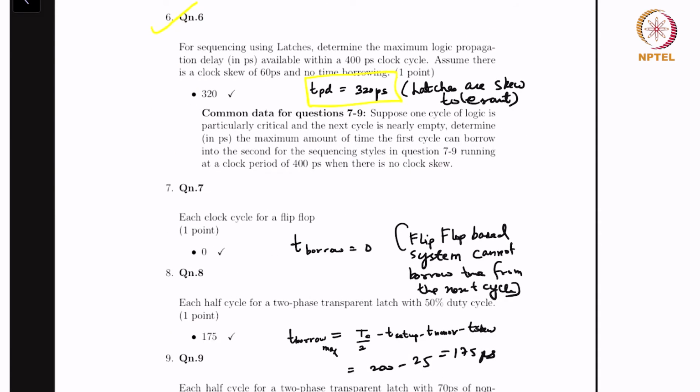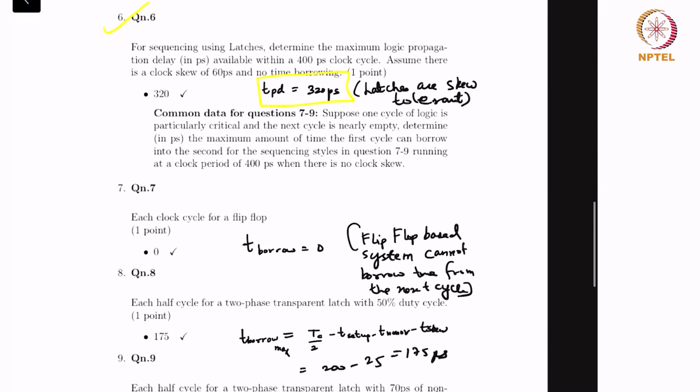Suppose one cycle of logic is particularly critical and the next cycle is nearly empty. Determine the maximum amount of time that first cycle can borrow into the second for sequencing. So in a flip-flop based system, the T borrow is equal to 0. Since the flip-flop based system cannot borrow any time from the next cycle, it has a stringent T setup constraint at the end of the clock cycle. Hence, the T borrow is 0 in a flip-flop based system.